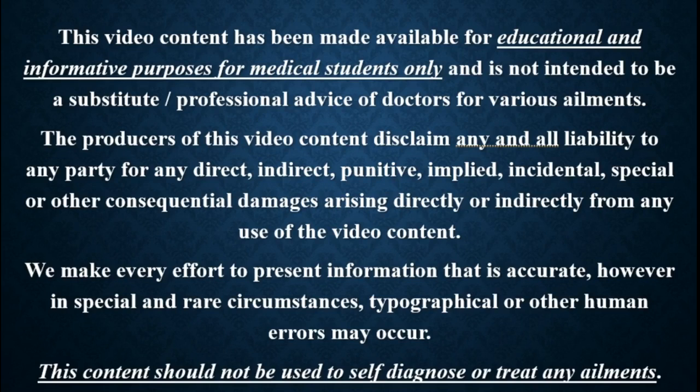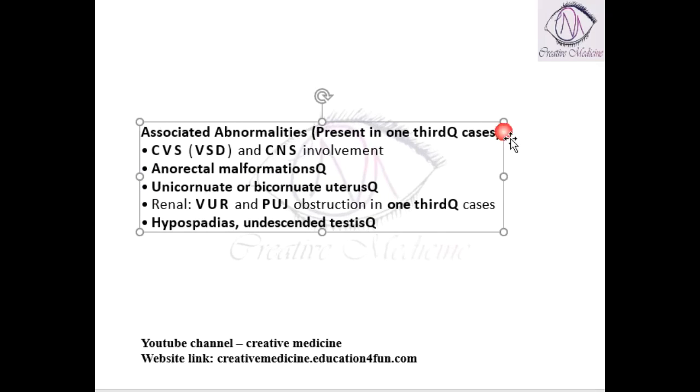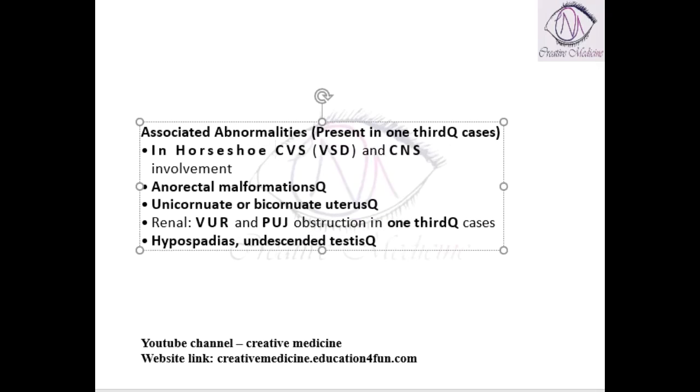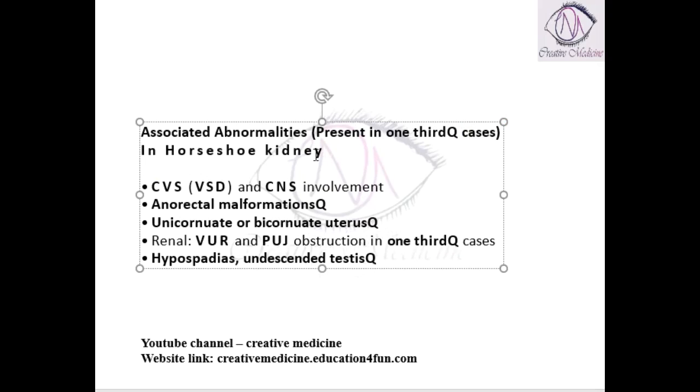In this lecture, we will learn about the associations of horseshoe kidney. In horseshoe kidney, cardiovascular system abnormalities are seen, like ventricular septal defect, and central nervous system involvement is also seen.